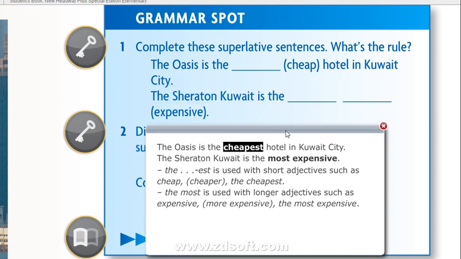And the next sentence, the Sheraton Kuwait is the dash dash. The word expensive is given, so it is the most expensive. We already talked about the rules of making an adjective comparative and superlative. So please go through the other videos to understand how to make an adjective into comparative and superlative.